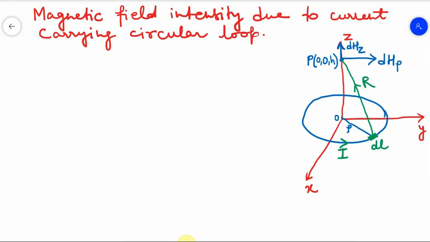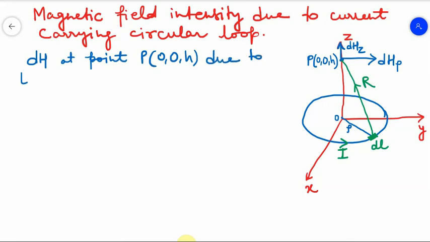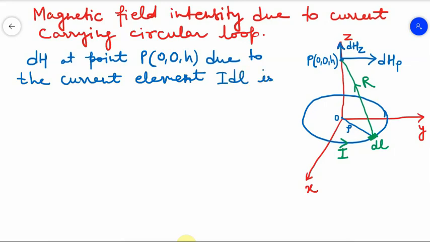So the magnetic field intensity dH at point P, whose coordinate is 0, 0, h, due to the current element Idl is given by, we know this formula, dH equals Idl cross R upon 4 pi R cube.